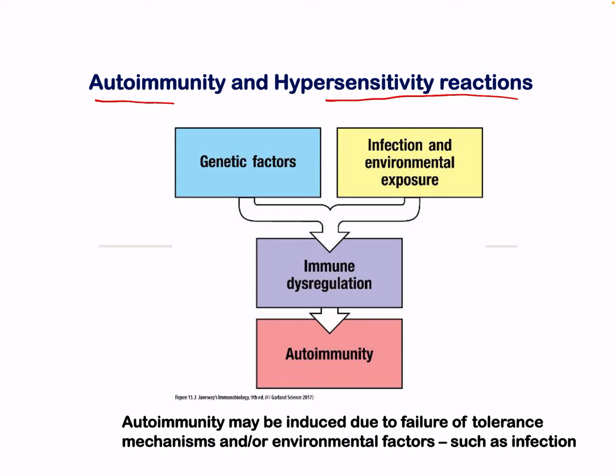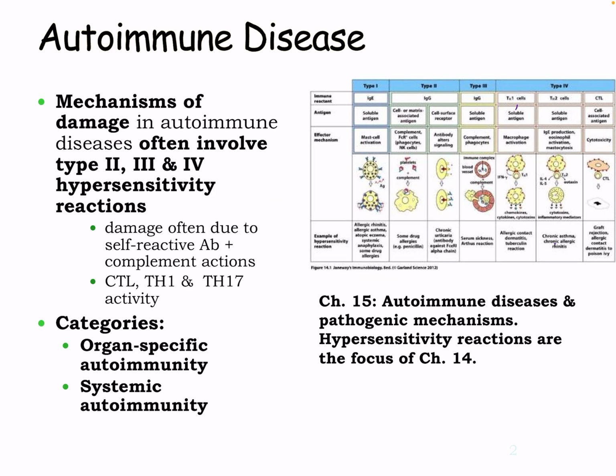So again, autoimmunity may be induced due to the failure of tolerance mechanisms, which we'll get into, and or environmental factors such as infection. So autoimmune disease. Mechanisms of damage in autoimmune diseases often involve type 2, 3, and 4 hypersensitivity reactions. This damage is often due to self-reactive antibodies and complement actions. These also include our CTLs, Th1 T cells, and our Th17 cells. So remember, our Th1s are involved in cell-mediated immunity, and our Th17 are involved with pro-inflammatory responses. So here's a summary of that.